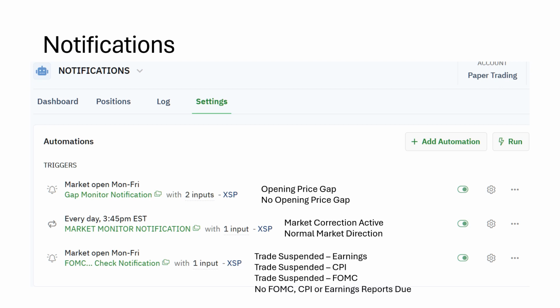FOMC check notification tells us if the Federal Open Market Committee, Consumer Price Index, or earnings are issuing reports today or tomorrow. We suspend trading on those days, so don't expect any new trades to show up. Notifications are trade suspended earnings, trade suspended CPI, trade suspended FOMC, or no FOMC, CPI, or earnings reports due.